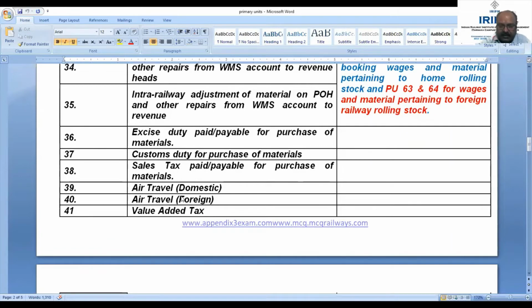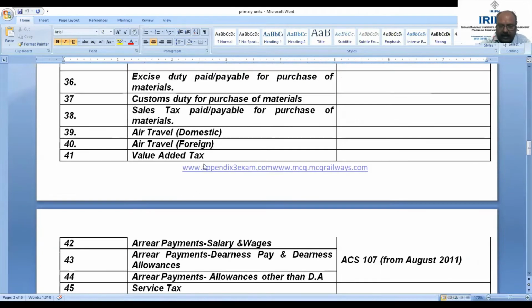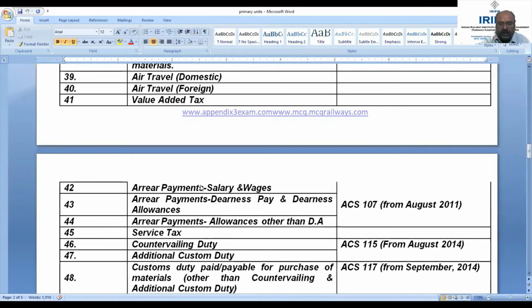39, air travel expenses. 40, air travel foreign. 41, VAT, now also not in operation. 42, 43, 44, these three PUs were introduced in 2011. Previously, arrears of salary were booked to 01, arrears of DA to 02, arrears of HRA to 04. But from 2011 onwards, to distinguish arrears from the regular salaries, they introduced three PUs: 42 for arrears payment of salary, basic pay; 43 for arrears payments of DA; and 44 for all other allowances.